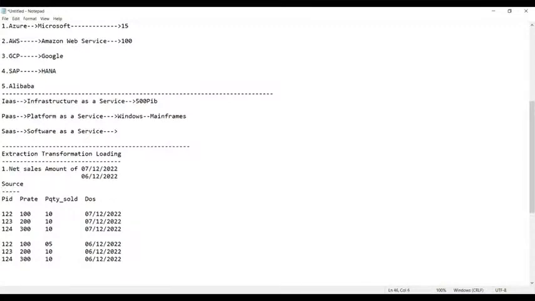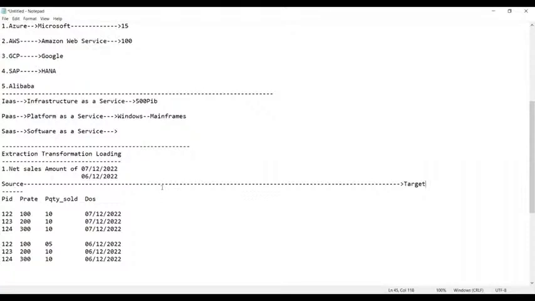Source. Basically, make sure for the process of ETL, that is extraction, transformation, and loading, we require two things. What are the two things we required? Can you tell me, guys? The first one is the source, and the second one, which is very important, is called the target. Am I right? Yes, guys, source and the target.